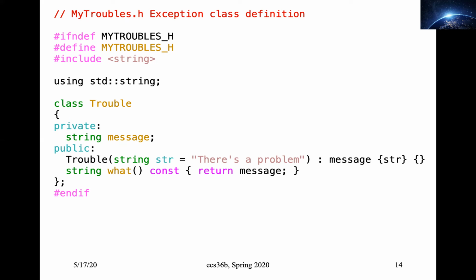Okay, I should actually tell you the syntax, but I want you to guess. That's my habit. Without telling you, I want you to guess. What is this statement doing? This statement, Trouble(string str = "there is a problem") : message(str) {}, with an empty pair of curly brackets. What is that statement doing?